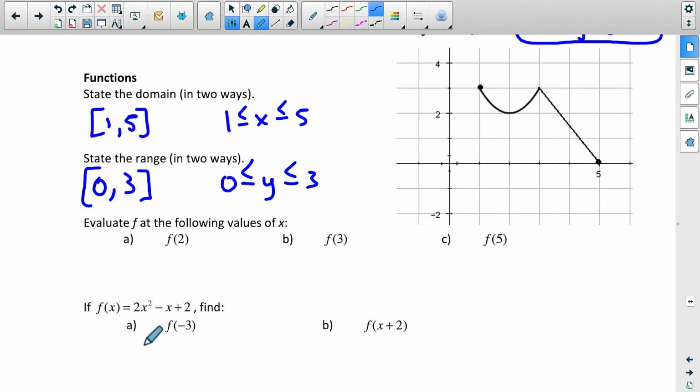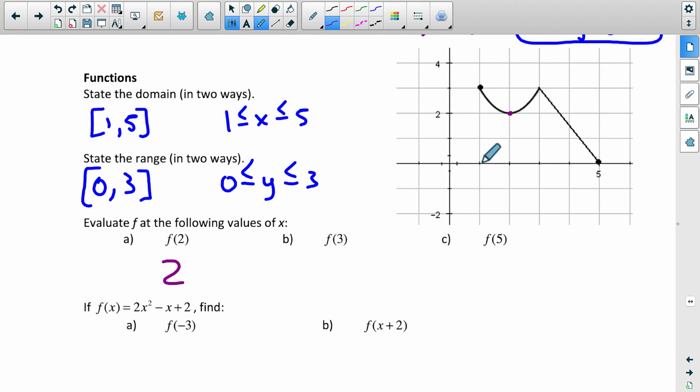Okay, evaluate the function, this function right here, for the following values of x. So if our x value is 2, you go over to 2, which point on this function here has an x value of 2? Well, that'd be that point, right? If I go over to 2 and straight up, it's that point right there. What's the y value of that point? 2. Oh, that's my answer.